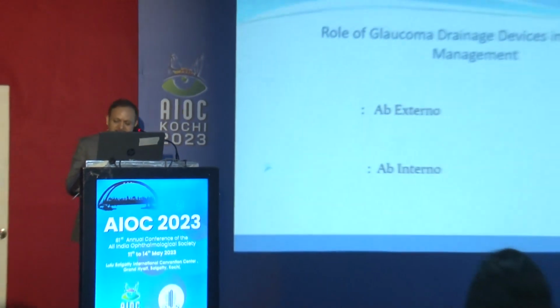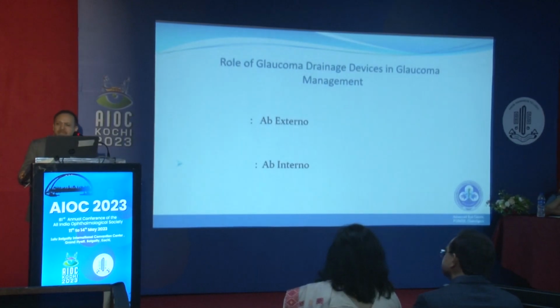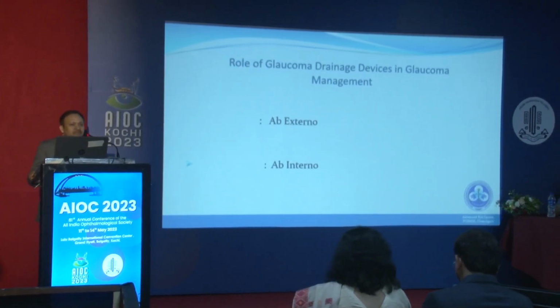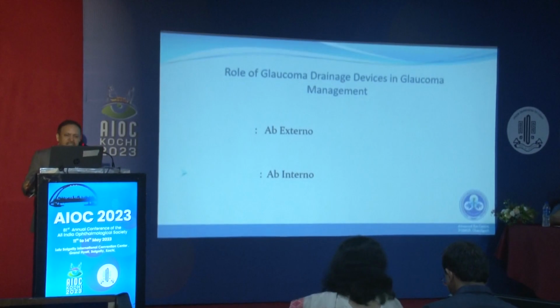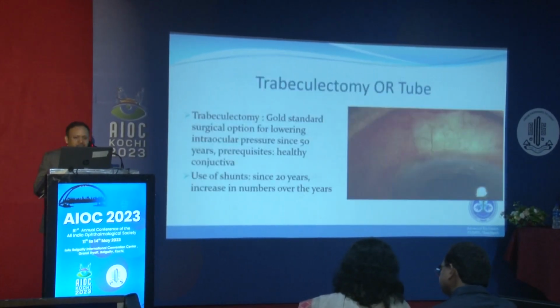What is the role of glaucoma drainage devices in the current glaucoma management protocol? We have two types of stents, ab externo and ab interno. Initially, they were used for failed trabs or for inflammatory glaucomas, but now more and more, even primary surgeries can be done with stents, as well as combined with cataract surgery.